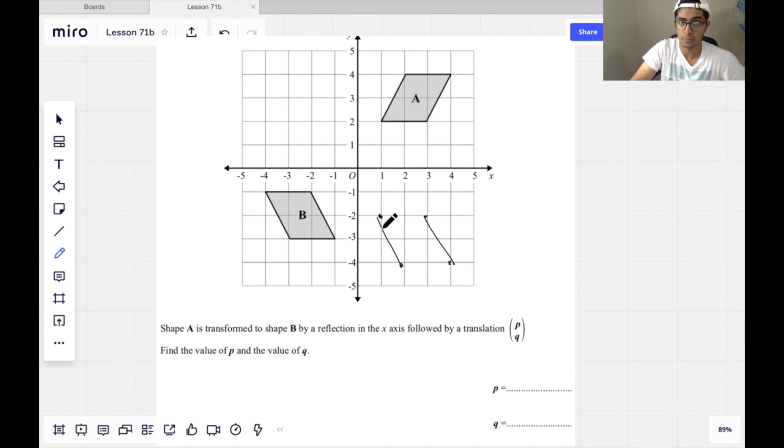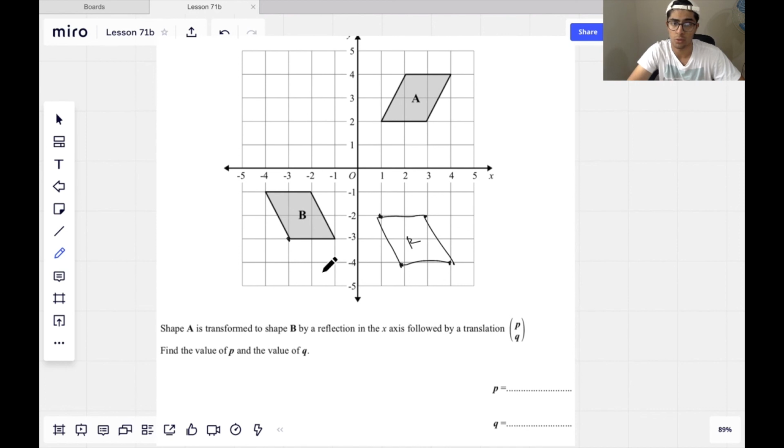If you just consider one point, you can see what the translation is like. This point clearly ends up at this point. That's the only way a translation can work, you're picking it up and moving it along. You haven't flipped it, so this point couldn't end up at that point, because that wouldn't make sense unless you'd flipped it. So this is going 1, 2, 3, 4, 5 to the left. So P is minus 5, it's going 5 in the negative x direction. And Q, it's going up 1, so Q is 1, 1 in the positive y direction, and that's your answer.